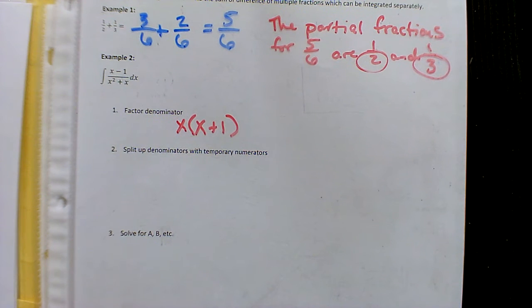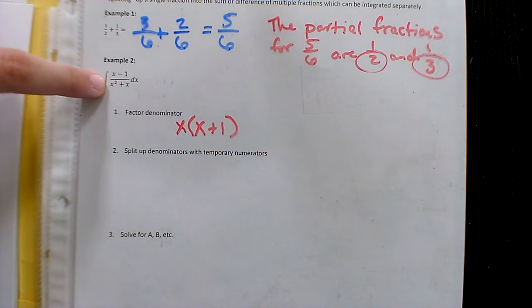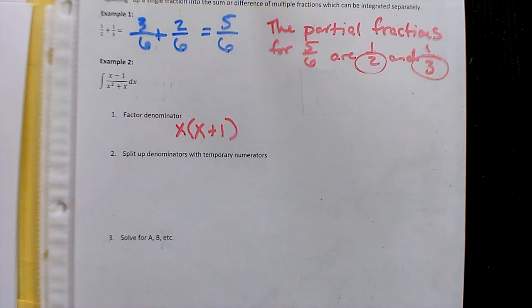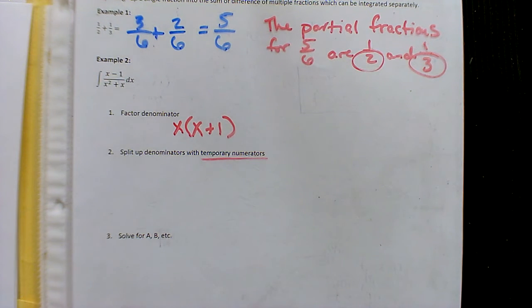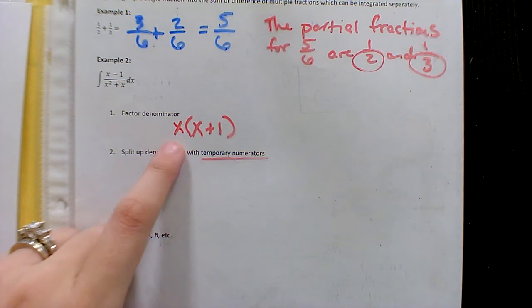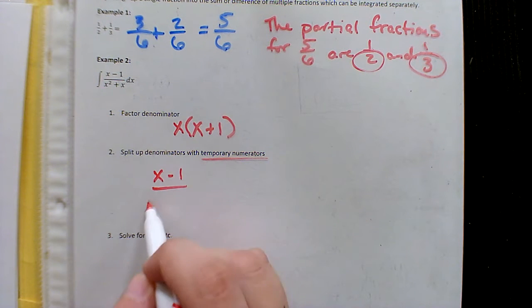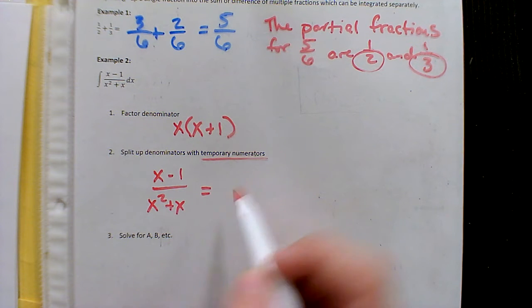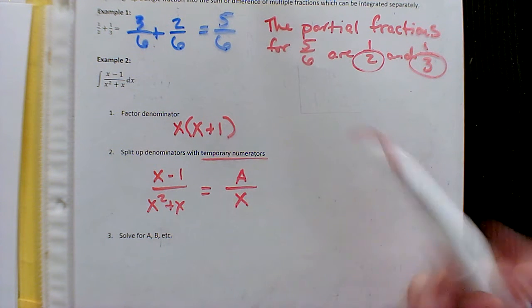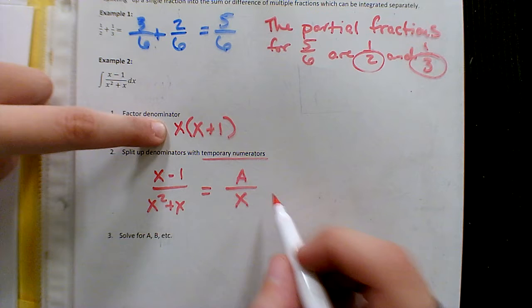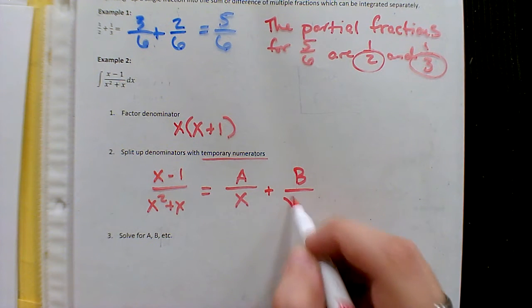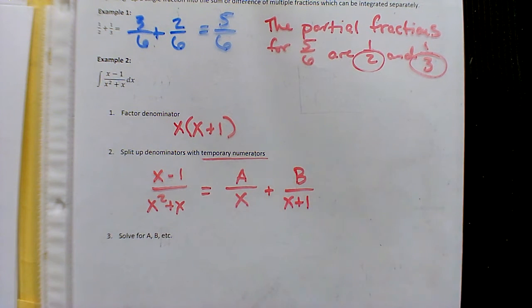So what we're going to do is split up this original fraction into its partial fractions. We're going to use temporary numerators. We know the denominators should be an x and an x plus 1. Those are the factors. But the numerators, or the tops, we're not too sure about. So this original fraction within the integral can be broken up into a single fraction with the x factor in the denominator and a single fraction with the x plus 1 factor in the denominator. The temporary numerators are a and b. We're eventually going to figure out what those values are.